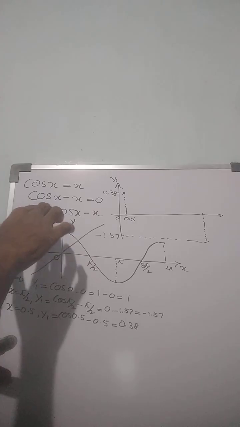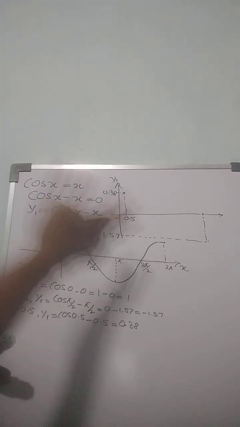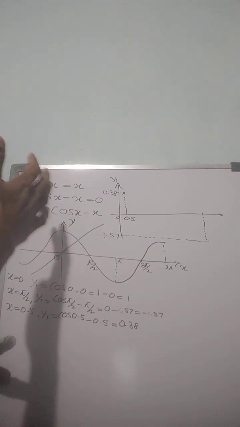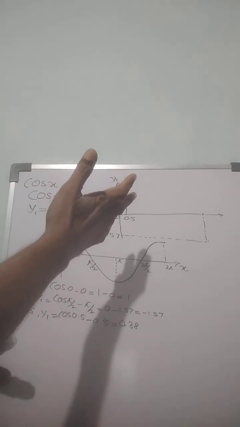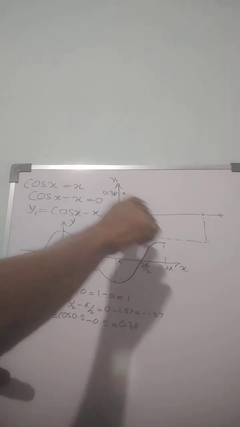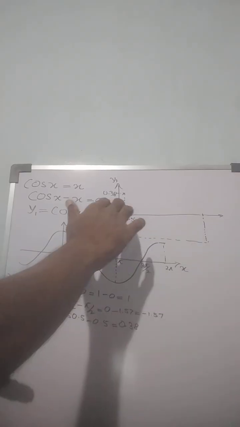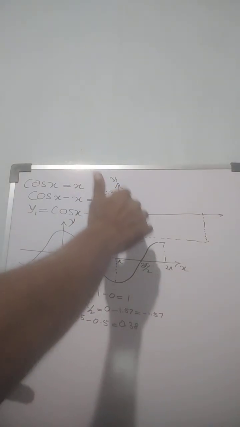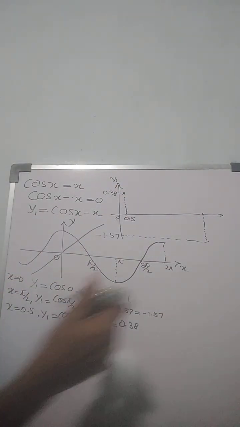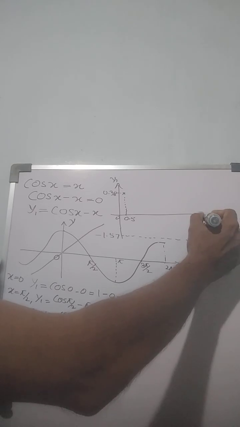Therefore, we have to find the x value for which y1 equals 0. The y1 equals 0 value lies for x values between 0.5 and pi divided by 2. Pi divided by 2 is 1.57.